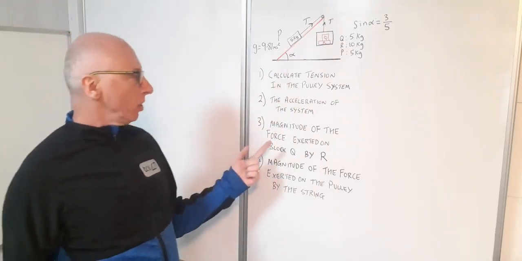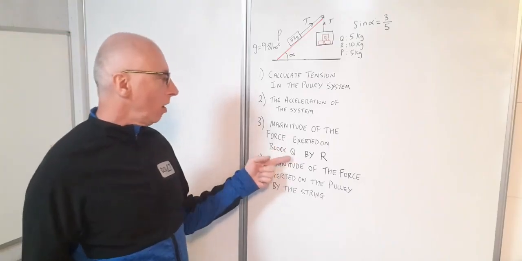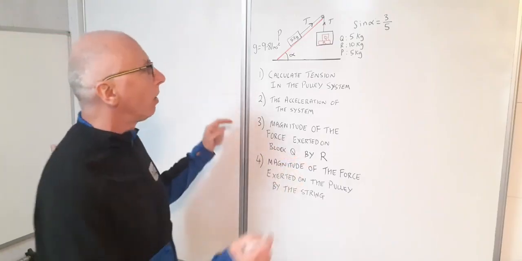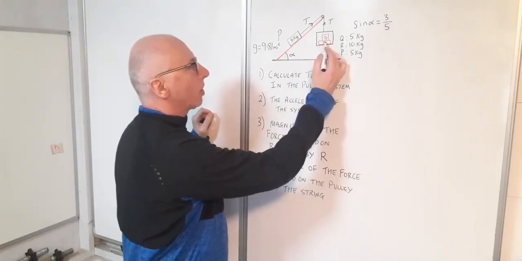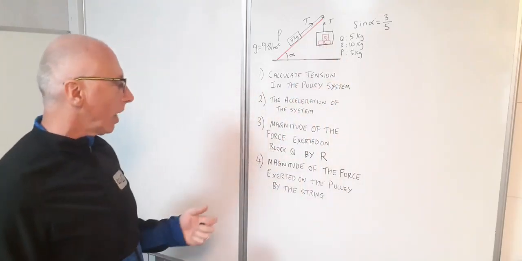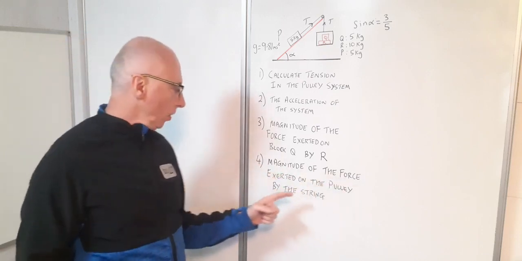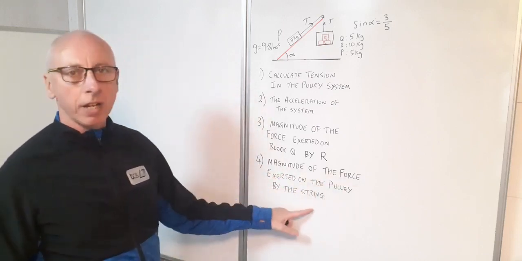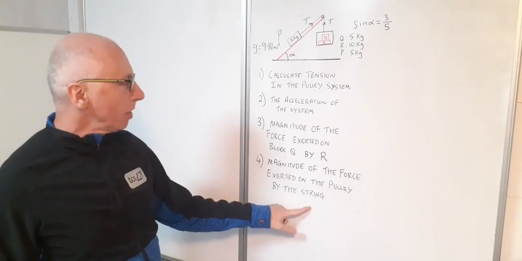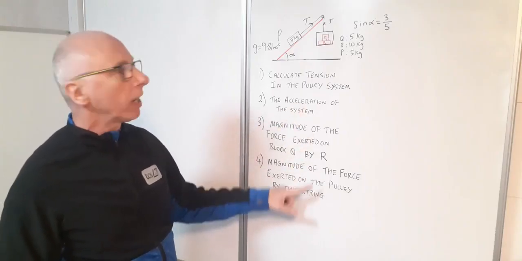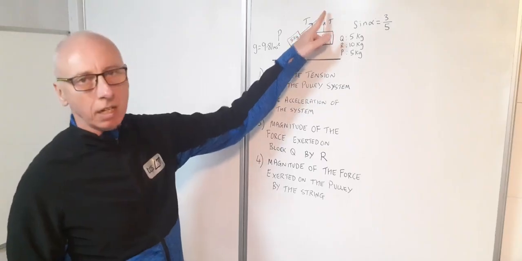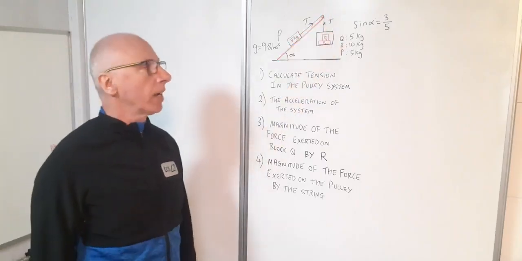Then we want the magnitude of the force exerted on block Q by R. So the force exerted on Q by R. So R is underneath. So there's something there to look at. And then the magnitude of the force exerted on the pulley by the string. So this time, instead of the tension, we want the force exerted on the pulley by the string. So that's another thing there for us to look at.